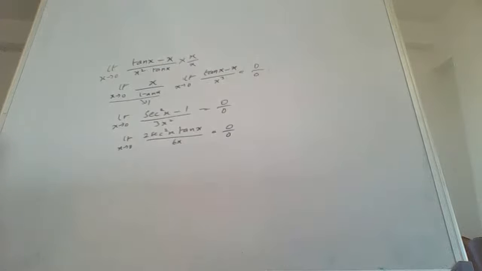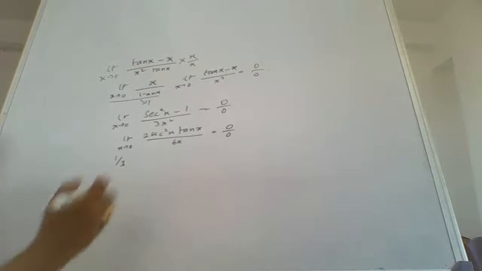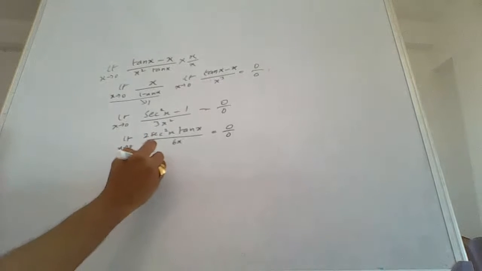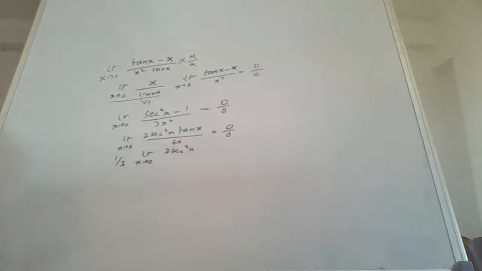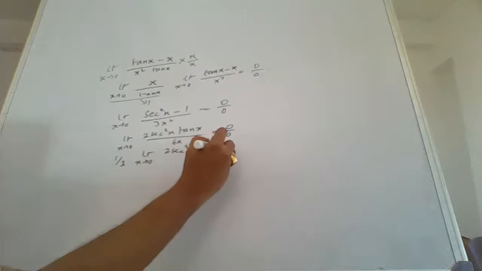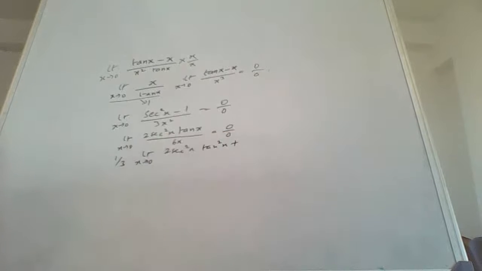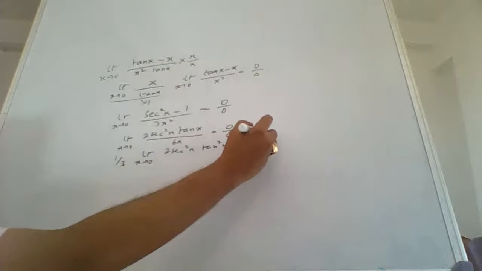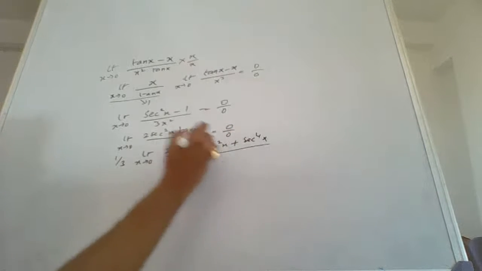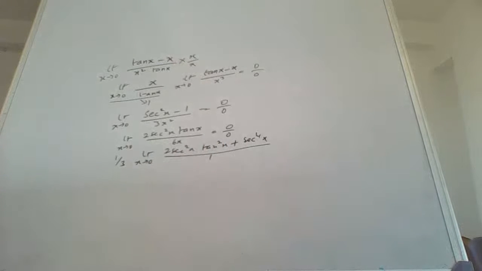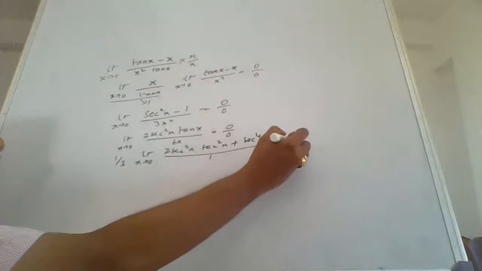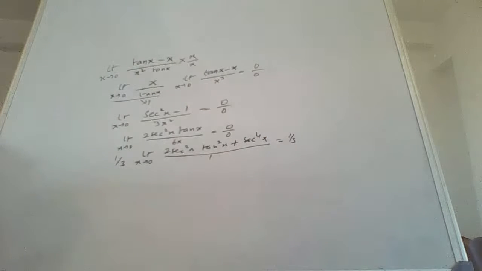Now further, if I differentiate with respect to x, as x tends to 0, I get 2 secant square x and tan square x, plus secant to the power 4 x, divided by 6, which will be 1 in the numerator. So when I put x equal to 0, I get 1 by 3, which is the final answer.